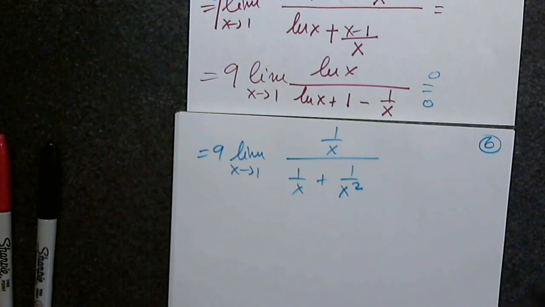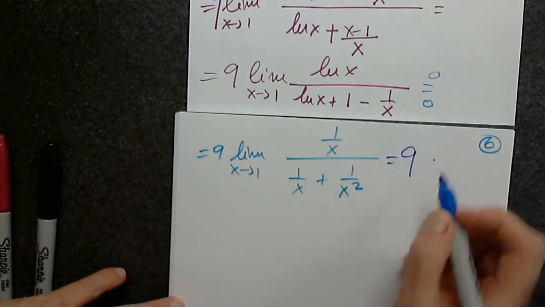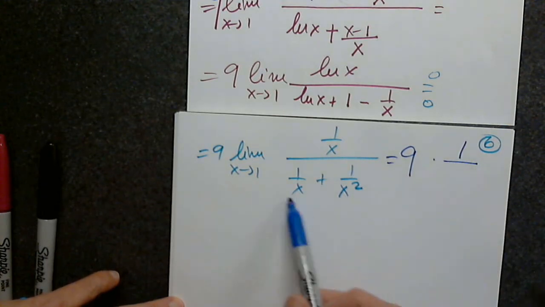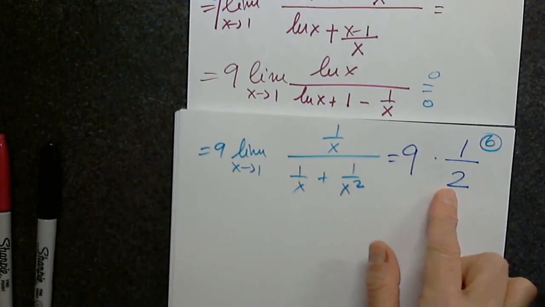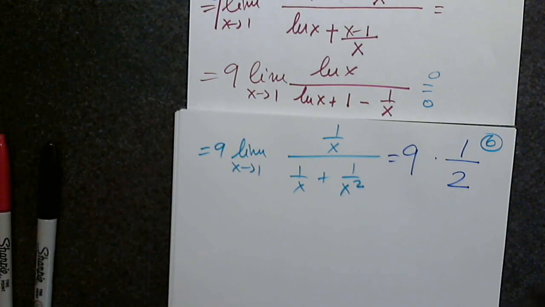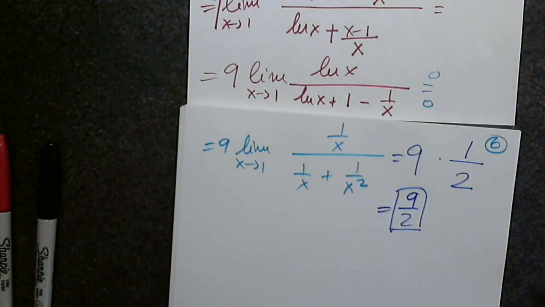It's all done because when x approaches 1, I have the 9 from outside. The numerator approaches 1, and the denominator approaches 2. When x approaches 1, this is 1, this is 1. 1 plus 1 is 2. The 9 is outside, and the limit is 9/2. Is this better?